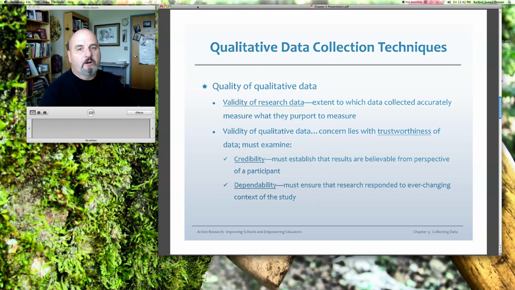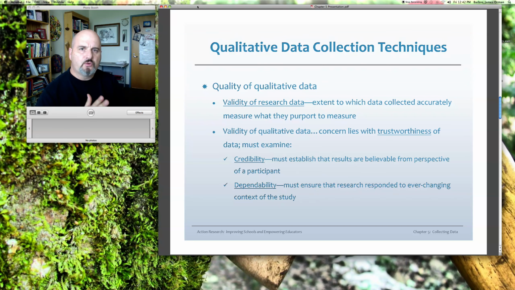Okay, so the quality of qualitative data. This is something to keep in mind. You want the data that you collect to have a relevance to your study, okay? This is validity, the extent to which data collected accurately measure what they purport to measure.